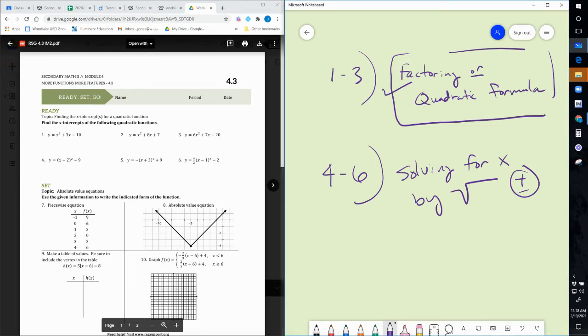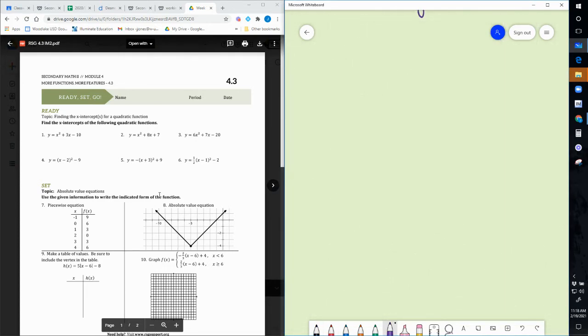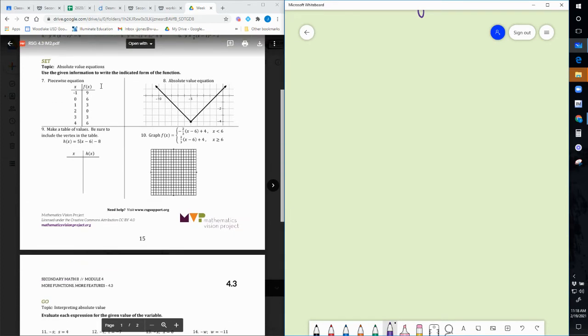All right. Now, the set portion always has to do with the task itself. So use the given information to write the indicated form of the function. Okay, so number 7 just gives a table, for example. And it says, now take this table and write a piecewise function.